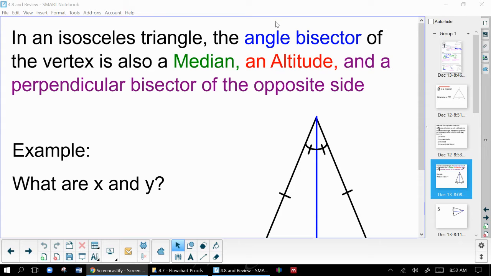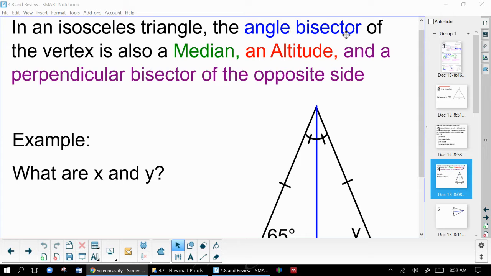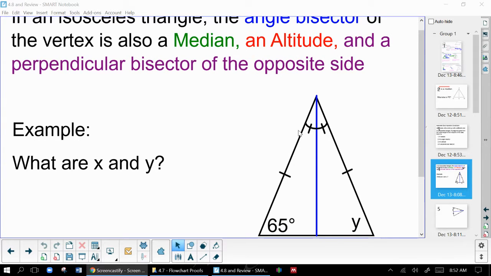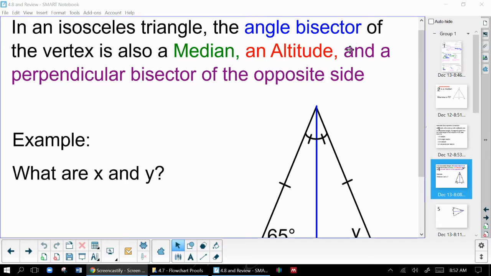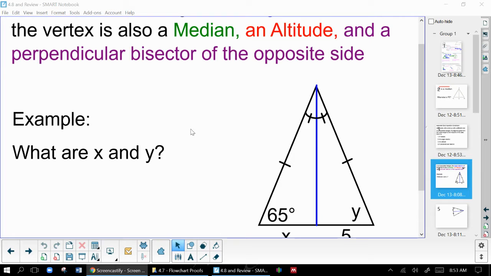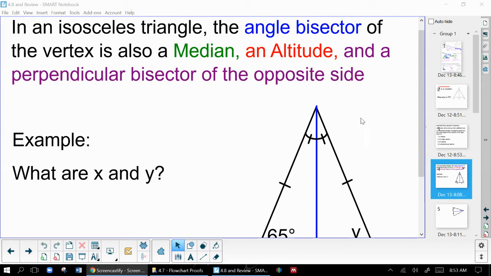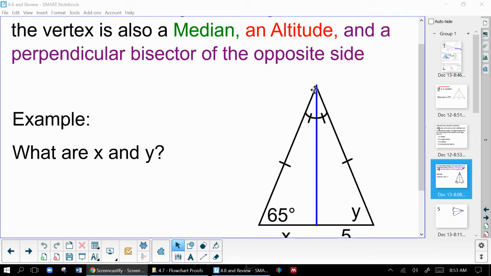So what we've got here, we had talked about the isosceles decomposition conjecture. This is another way to word this thing. What it says is in an isosceles triangle, so here we've got an isosceles triangle, an angle bisector of the vertex, so if it splits the vertex in half, that same exact line is going to be the same thing as three other things. It's going to be a median, meaning it's going to split the bottom exactly in half. It's going to be an altitude, meaning that it's perpendicular to the base and goes through the vertex. And it's going to be a perpendicular bisector, which means it's perpendicular to the base and splits it in half.